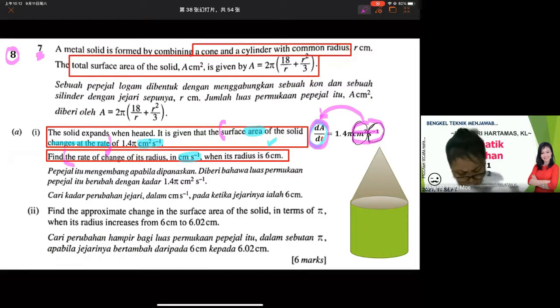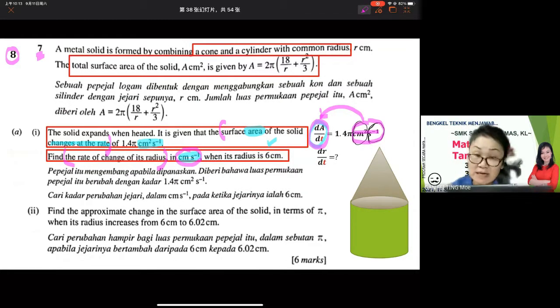Find the rate of change of its radius. How to write it in symbols? Centimeter is a measurement. What measurement is radius? You know per second is time. So can you please tell me what that is written in mathematical symbols? Yes, very good, very fast, Joanne. It means you're paying attention. So it's dr/dt.